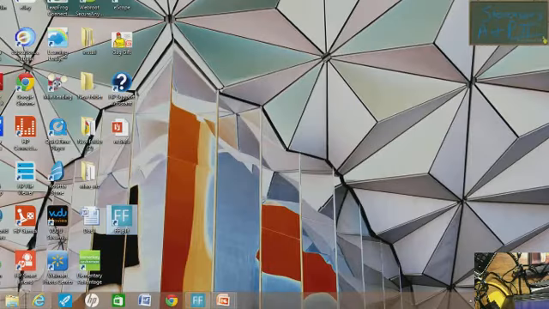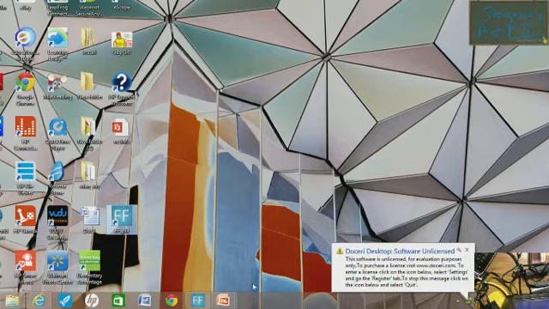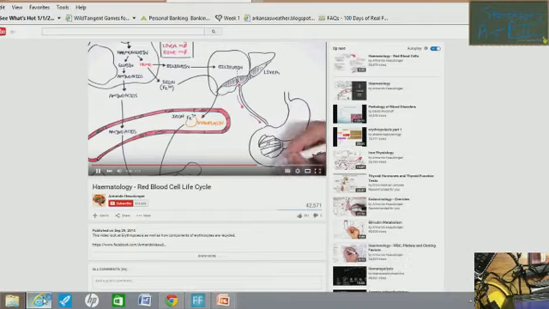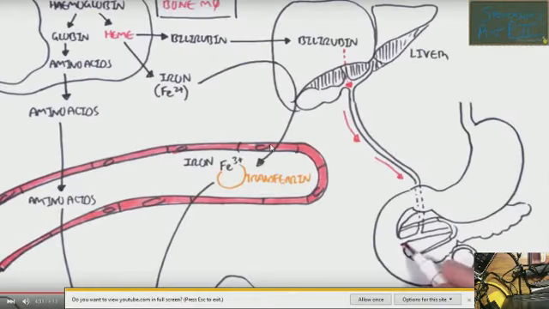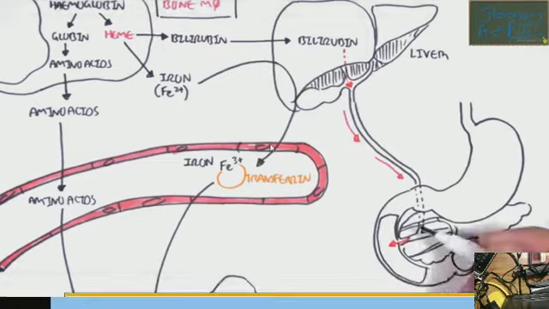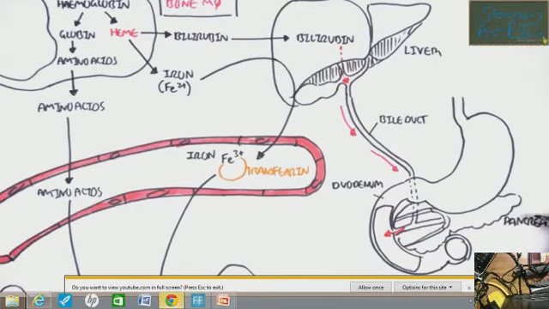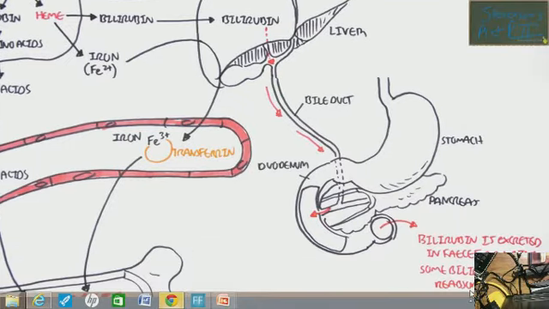Now, bilirubin has a few fates. Most of the time, bilirubin is actually excreted through the bile system. So bilirubin will enter the bile and then will be secreted into the duodenum of the small intestine, and this is through the bile duct. So bilirubin is excreted in feces, or it is reabsorbed and is excreted in urine.